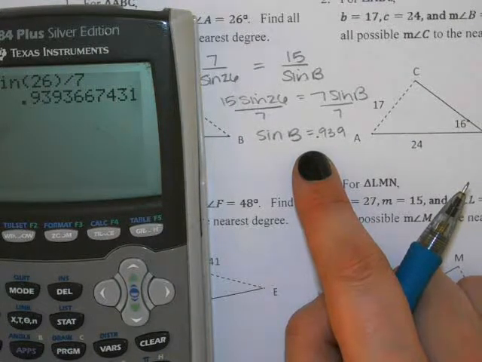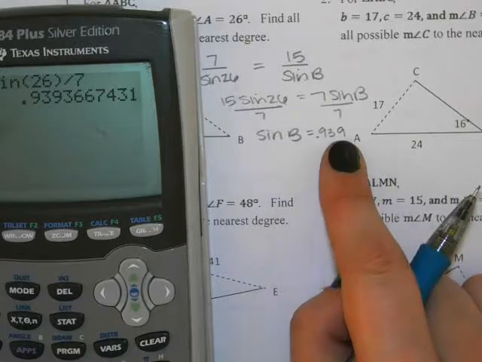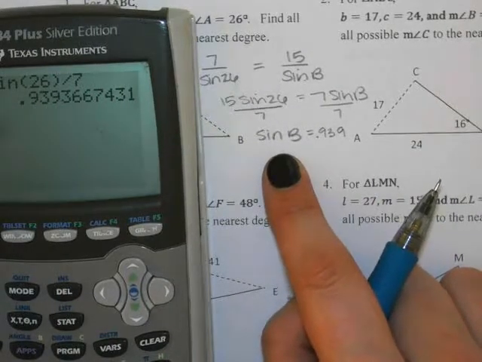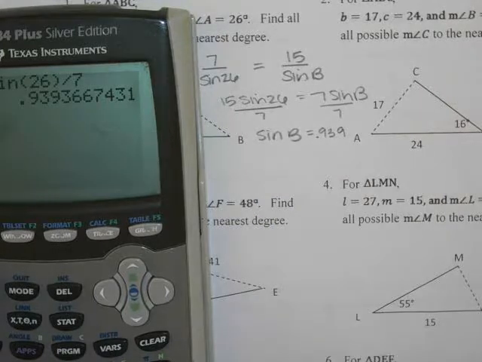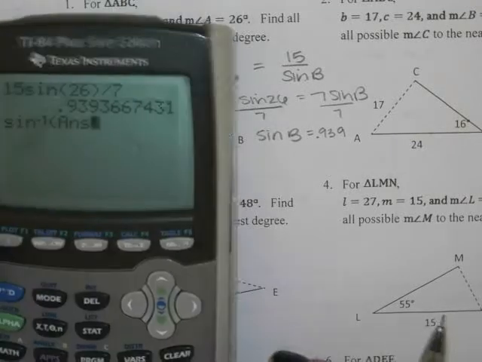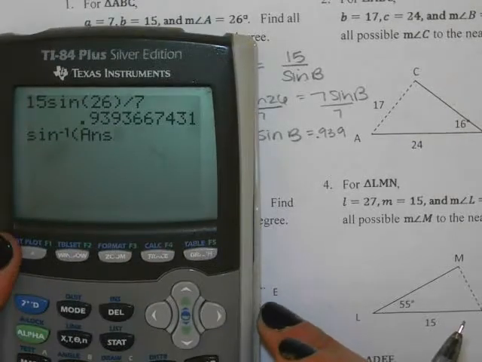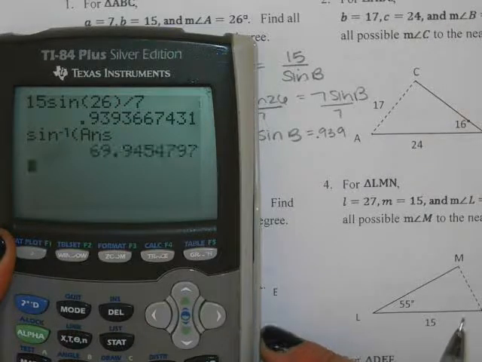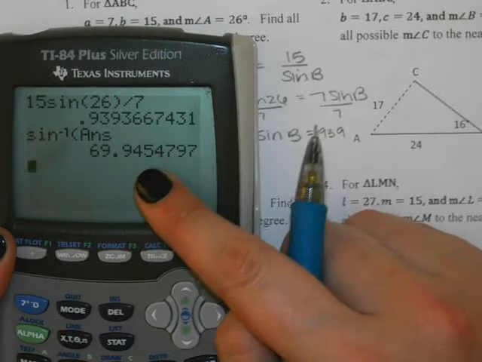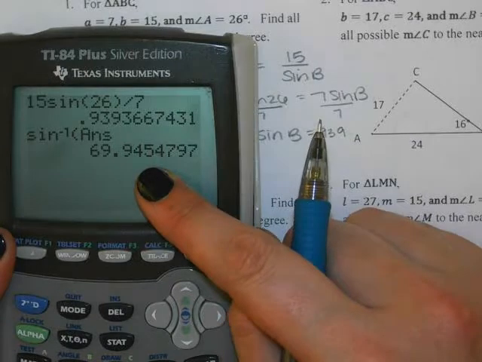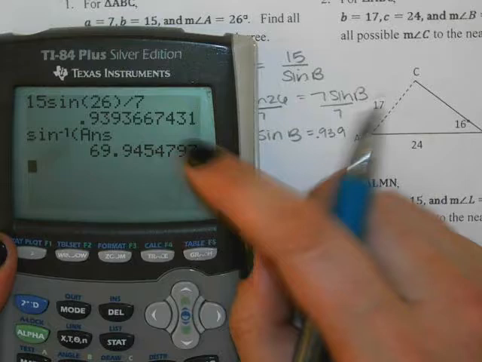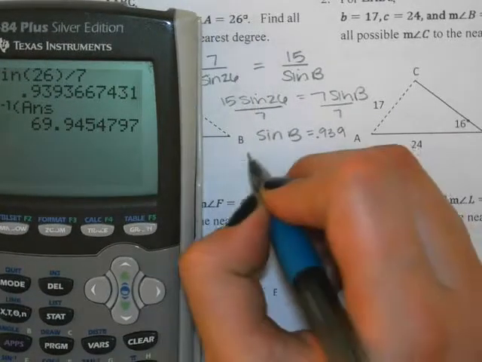So I'm going to do inverse. Sine B equals that decimal, so I need to do sine inverse to get the B all alone. I'm going to hit second sine, second answer. I'm going to do sine inverse of that decimal. So my first angle B is 69.945.